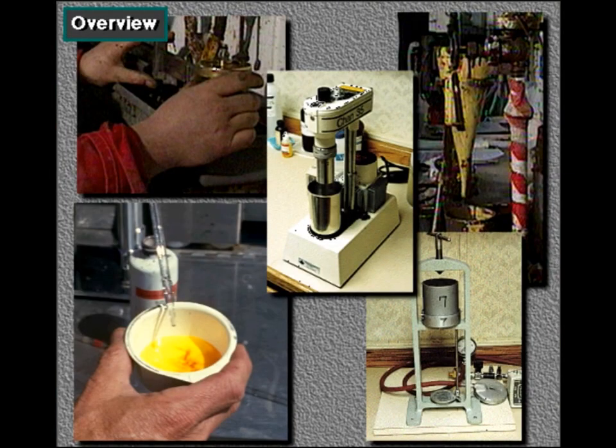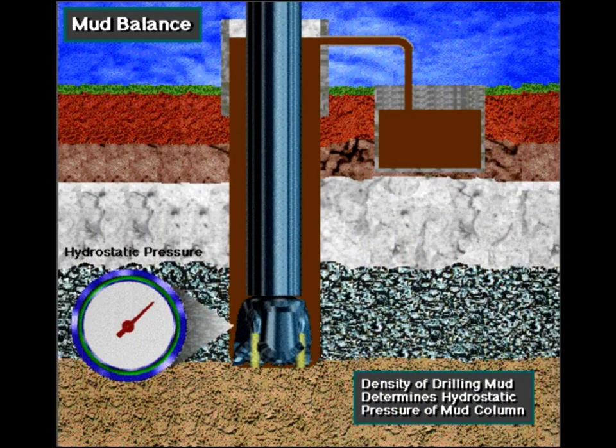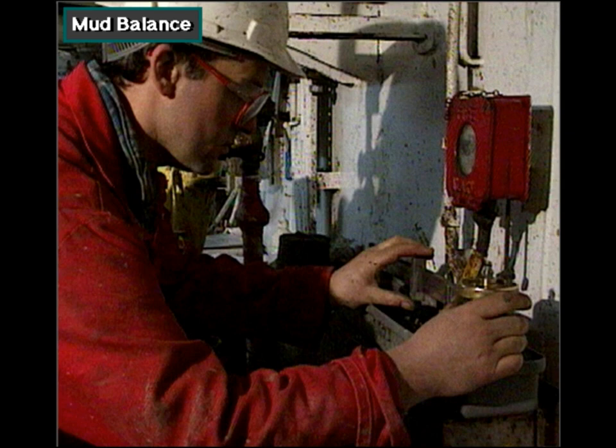In this section, we will learn about tools that are used to monitor mud properties. The density, or weight per unit volume of the drilling mud, determines how much hydrostatic pressure the mud column exerts on the formation. It is therefore important to know the mud's density at all times.